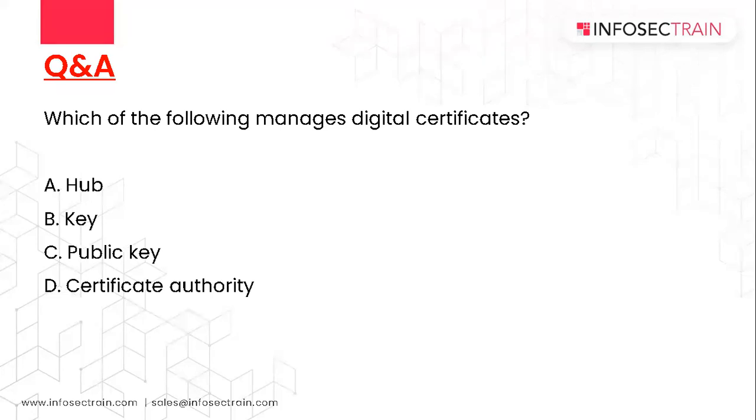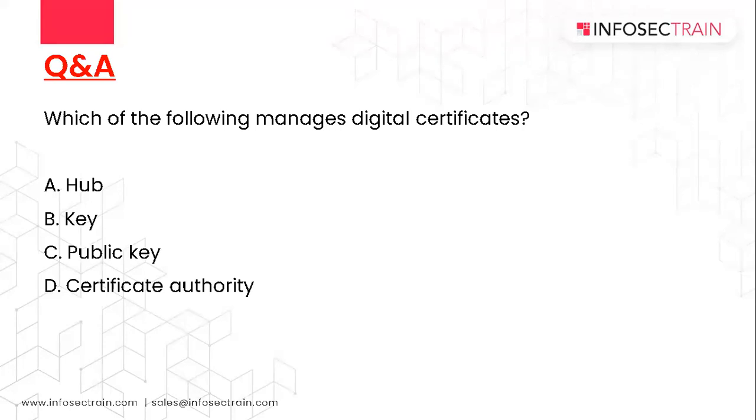Then we have the key, right? Whether we are talking about the public key or the private key, they are also used inside our digital certificates. So over here our keys are very important for validating the certificate. But over here, what we have is option D, certification authority, right?